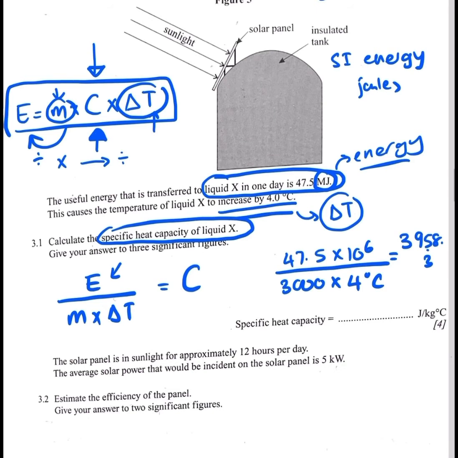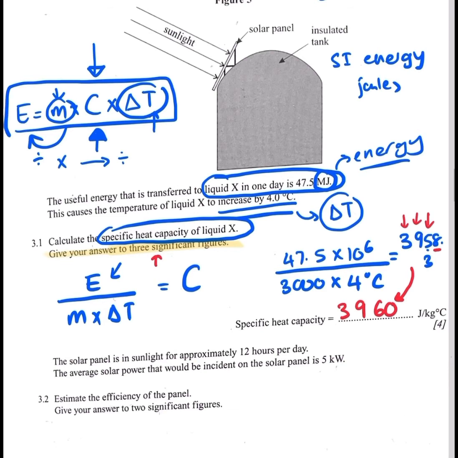So the last part of this question says give your answer to 3 significant figures. You can actually lose marks if you don't pay attention to such detail. So 3 significant figures: first significant figure, second significant figure, third significant figure. Because 8 is greater than 5, we're going to round up, so it's going to be 3,960 joules per kilogram degrees Celsius.